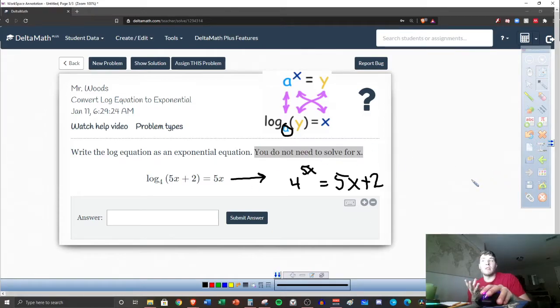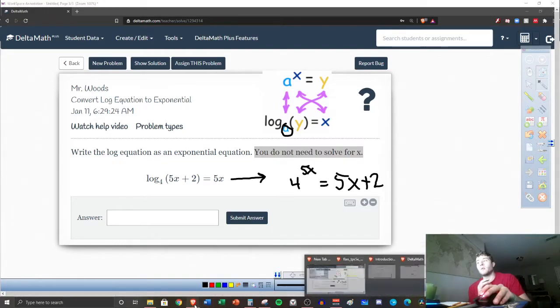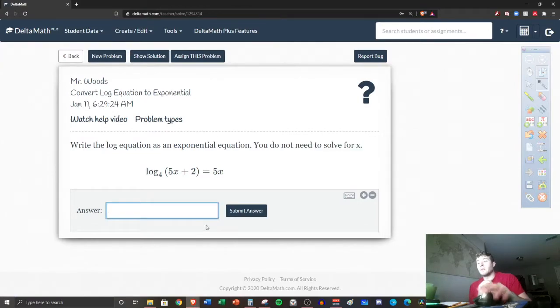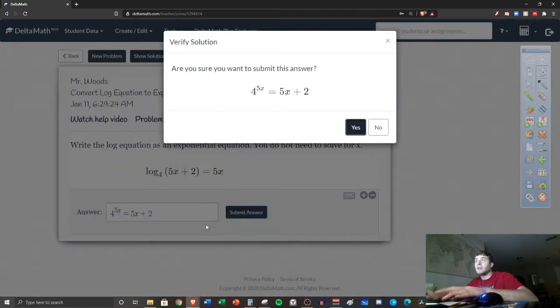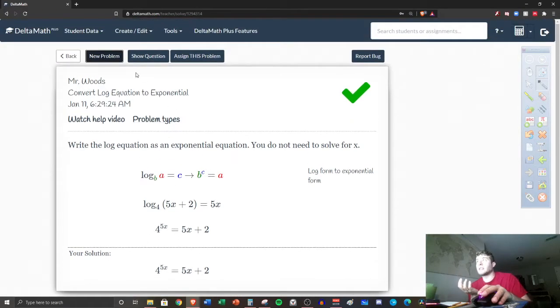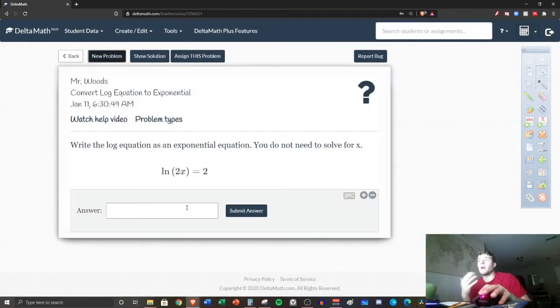You don't have to solve this problem. It's not one that we're going to solve. It's just practicing going between the forms. So 4 to the 5x, and you put an equal sign, 5x plus 2, hit enter, and we're done. Okay, this is just a very quick practice for this.